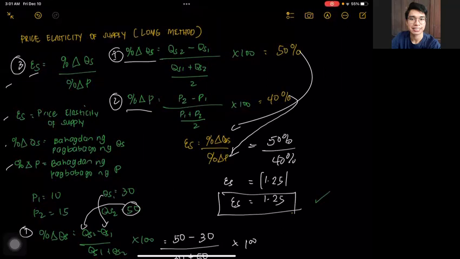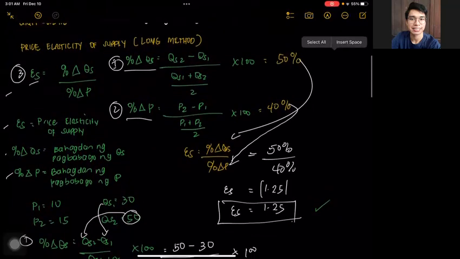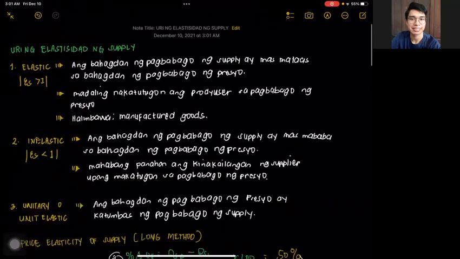Okay, so now, from that value, ano kaya interpretation natin? Ano masasabi natin? Anong uri ba ng elasticity of supply yung nakuha nating value? To discuss it, meron po tayong tatlong uri ng elasticity of supply o tinatawag nating price elasticity of supply. Una is yung elastic. Kapag nakuha nating value ay mas mataas sa 1, ang tawag po natin doon ay elastic. Ibig sabihin, ang bahagdan ng pagbabago ng supply ay mas mataas sa bahagdan ng pagbabago ng presyo.